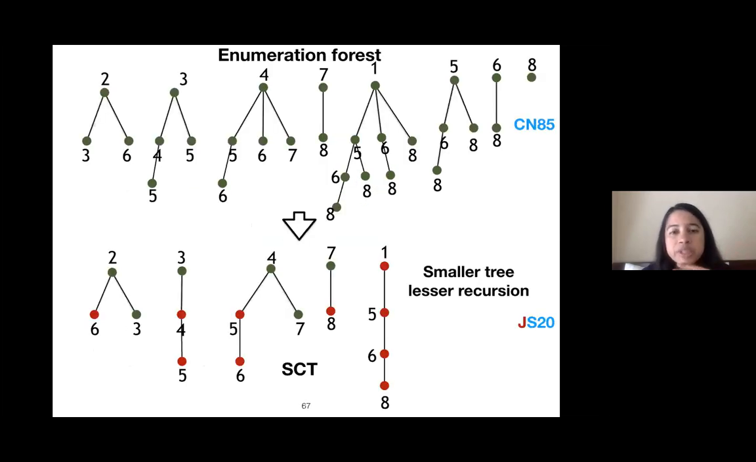So where the enumeration forest looks as what I've shown on the top, the SCT looks as what I've shown at the bottom. As we can see, there are far fewer recursive calls and hence this tree is much smaller. And this is basically where the savings in time come from. And this was a small toy graph that I took, but one can imagine that for a bigger graph with bigger cliques in it, the savings are actually quite substantial.